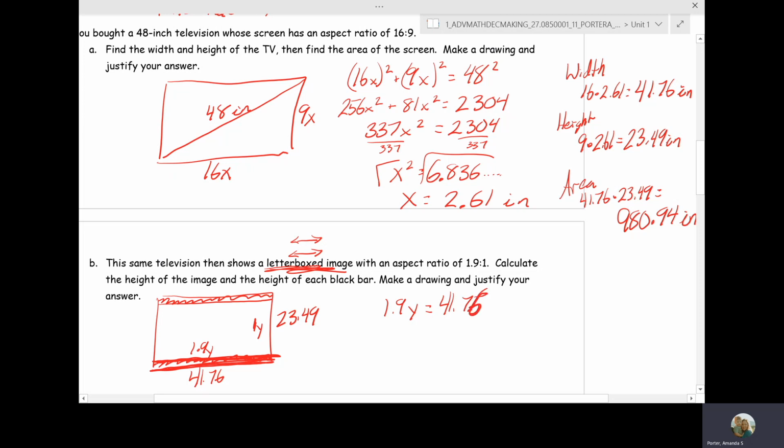I would not set the other one equal because this 1y only goes part of the way and the 23 goes the full way. Those are not equal. 1y is not the same length as 23.49, so I'm not setting it equal. So I'm going to divide by 1.9 here. So 41.76 divided by 1.9. And I get a y value of 21.98.